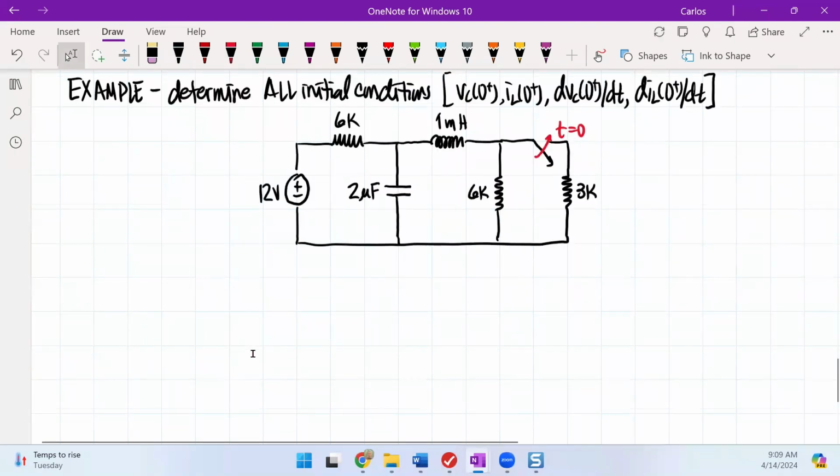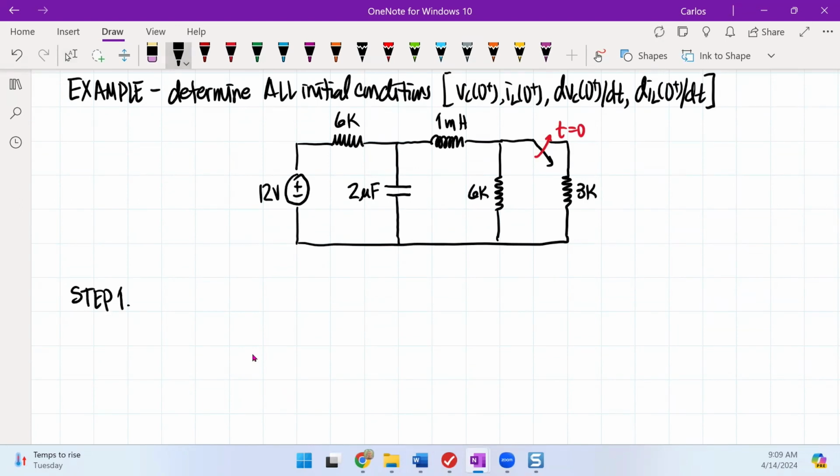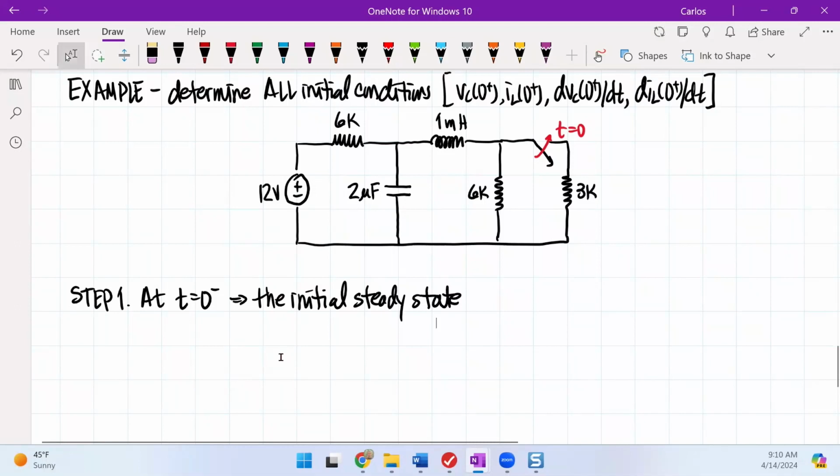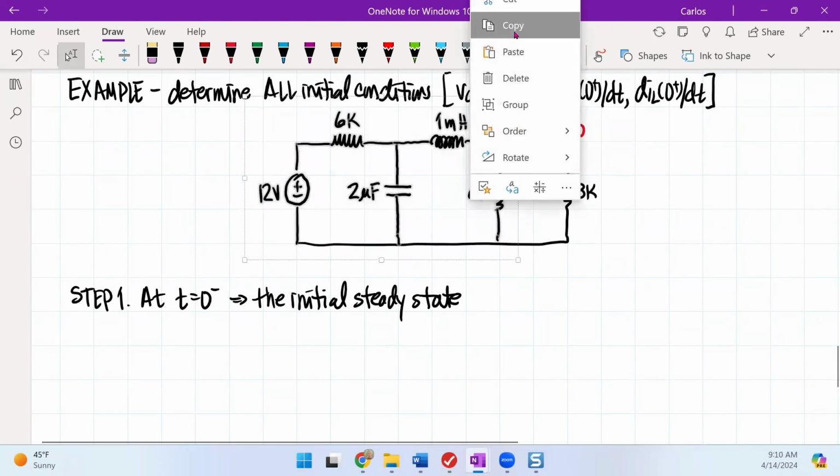So now we start the process. I'm going to start with step 1. At step 1, we are at t equal to 0 minus. So that implies that we have the initial steady state. If I have the initial steady state, then I have to replace all of these guys with their equivalents. So I'm going to copy this and bring it down.